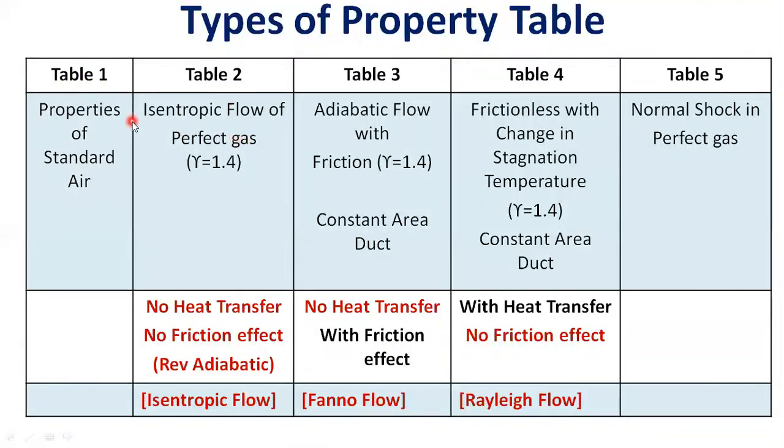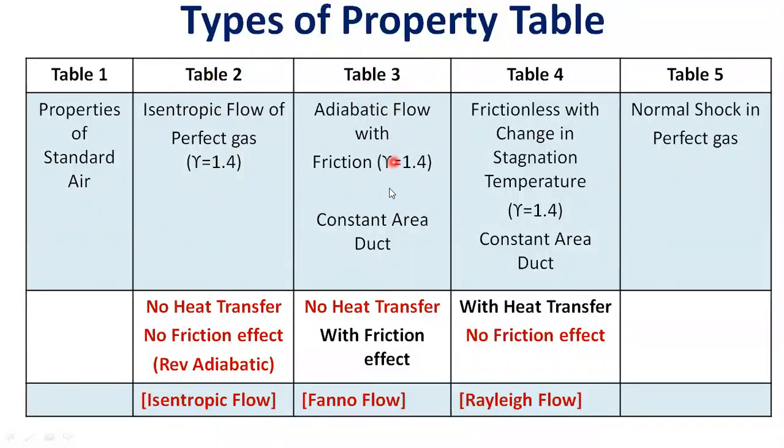Table 2 is for isentropic flow. Here also we are considering air, gamma equal to 1.4, as a perfect gas. Now this isentropic flow, that means we are not considering any heat transfer. Also we are not considering the friction. So this isentropic flow is basically a reversible adiabatic flow. So in numericals, if you are given isentropic flow problems, then you have to use this table 2.